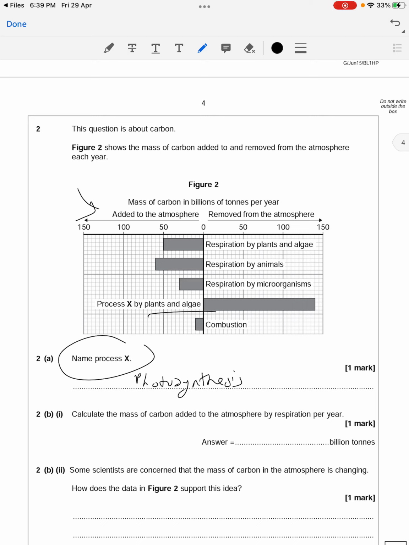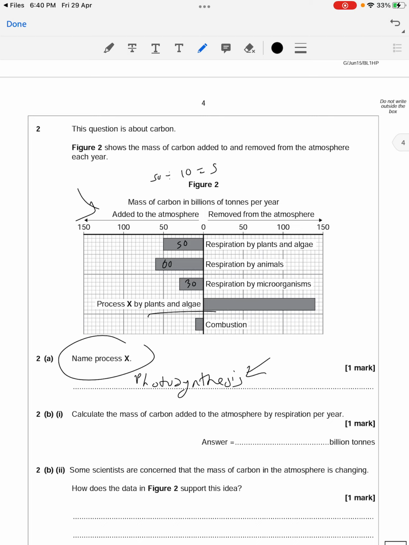Okay? So the mass of carbon added, calculate the total mass of carbon added. By looking at the scale, I know that there's a difference of 50 divided by 10 squares, right? So 50 divided by 10 squares is 5 billion tons of carbon per block. I think it's per block. Right, so we know that this is 50, and then 50 plus 5, this is 60, this is 50, and this is 5 times 5, 25, plus 5 is 30, processed by algae.